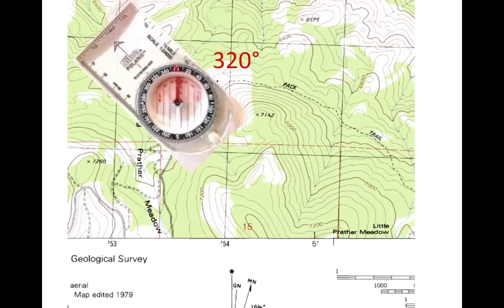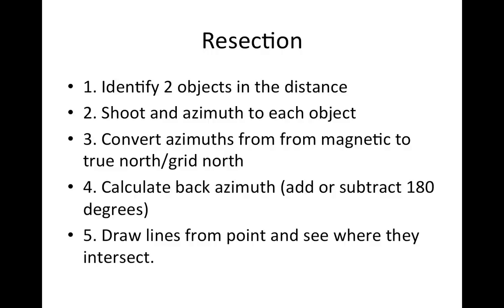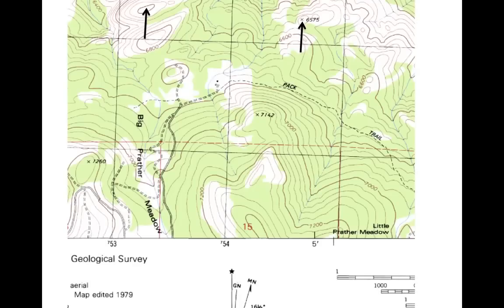Now, if you're completely lost and you don't know where you're at, you can do a thing called resection, and this is where you simply identify two things that you can identify on the map, and then you shoot an azimuth to each of those objects, convert those azimuths from magnetic to grid, and then calculate the back azimuth, and then draw a line from both those points to find out where they intersect. So I'll walk you through that very quickly here.